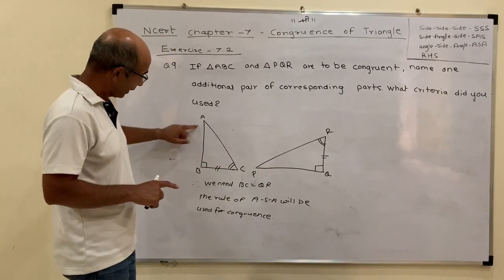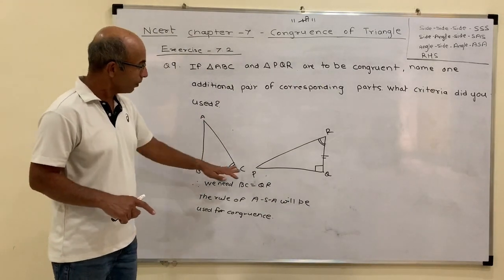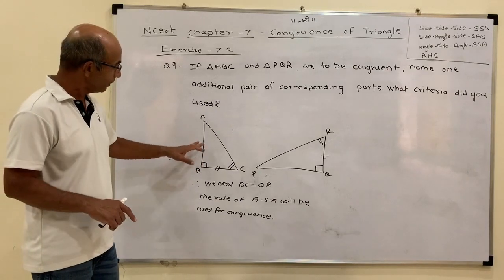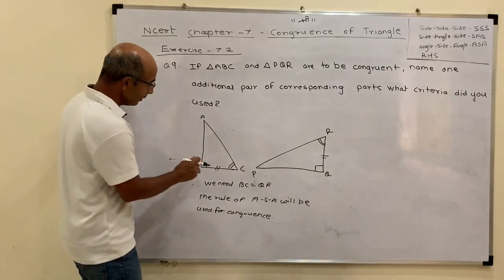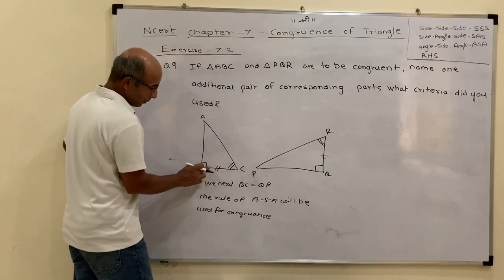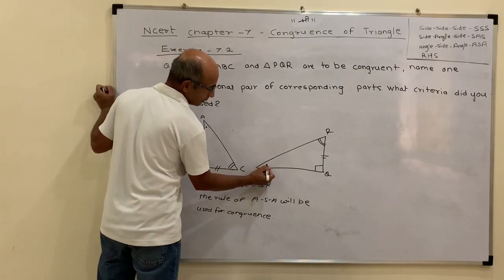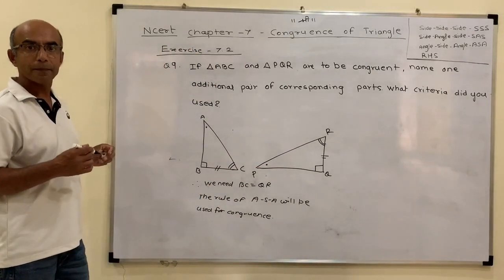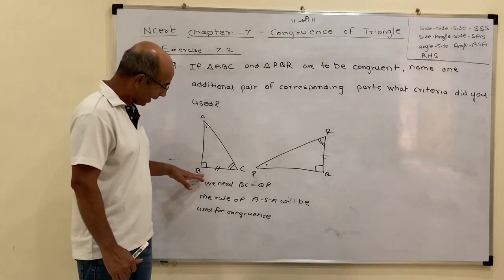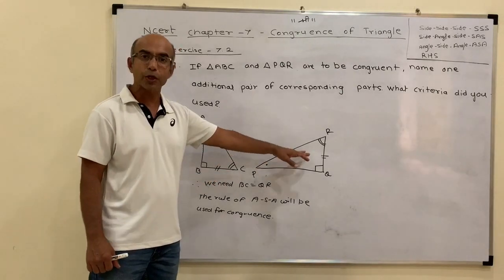If this one is given, AB and QR, we won't be able to say that. But if we drill down a little further, we will be able to say, see here, this and this triangle angle is equal. This is 90 degrees. So automatically this one and this one are equal. So here the pair which we want to be equal is side BC equal to side QR.